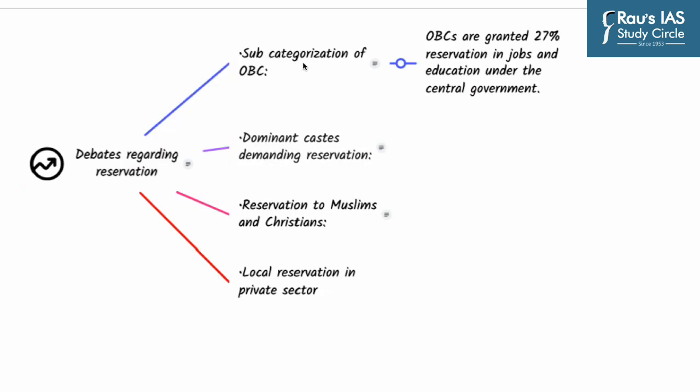First in this is subcategorization of OBC. Now, the idea is to create subcategories within the larger group of OBCs for the purpose of reservation. Currently, OBCs are granted 27% reservation in jobs and education under the central government. Now, this has been a legal debate for other reservation categories too. In September last year, a constitution bench of the Supreme Court reopened the debate on subcategorization of SCs and STs for reservation.